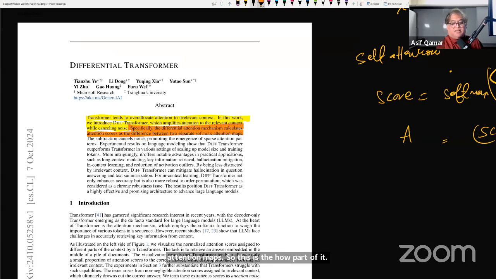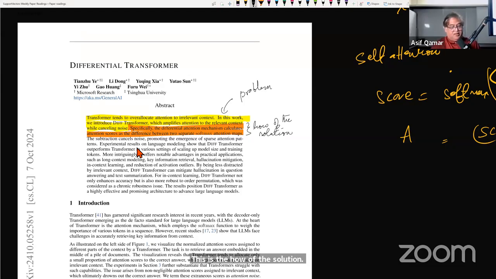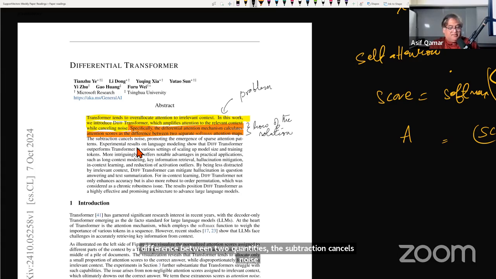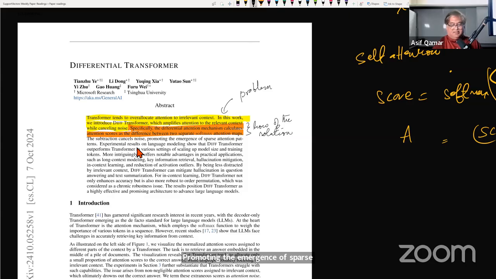So while this part is the problem, this is the how of the solution that they are proposing, the authors are proposing. The key is the subtraction, because it's the difference between two quantities. The subtraction cancels noise, promoting the emergence of sparse attention patterns. And that is the crucial thing. They say that if you do this, then what happens is that it cancels the noise.